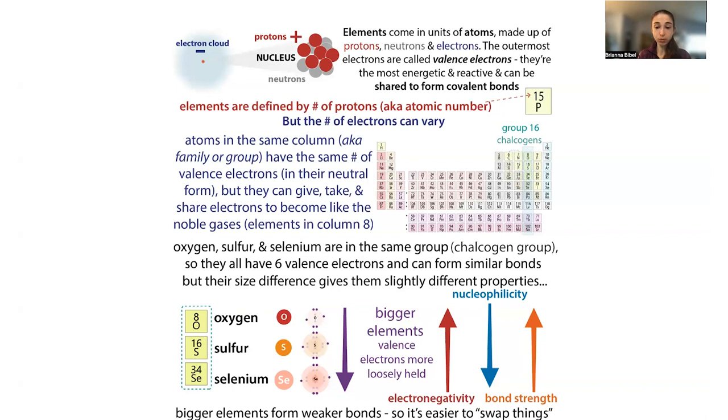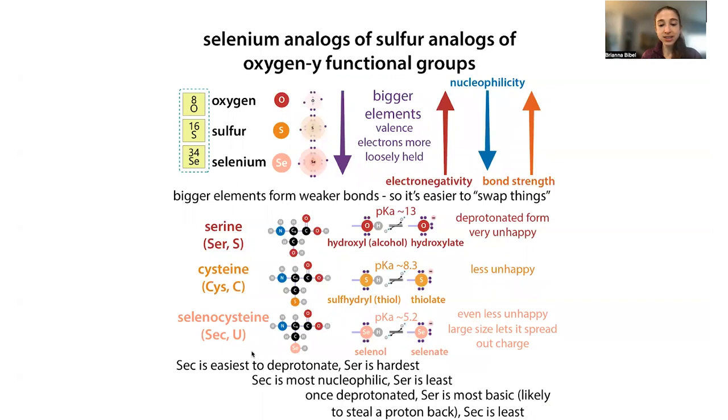And some of these weaker bonds are, well, to protons. And so what's actually going to happen is that selenium is going to be much more acidic. It's going to have a lower pKa. Basically, it's a lot easier to find it in this selenate form. So all three of these, serine, cysteine, and selenocysteine, have groups on their ends that can deprotonate. We have a hydroxyl group, and it can deprotonate, losing a proton to become a hydroxylate. You have a sulfhydryl group, what we sometimes call a thiol group. This can deprotonate to form a thiolate. And you have a selenyl group, which can deprotonate to form a selenate. And what happens is that it's a lot easier to deprotonate a selenocysteine than it is to deprotonate a serine.